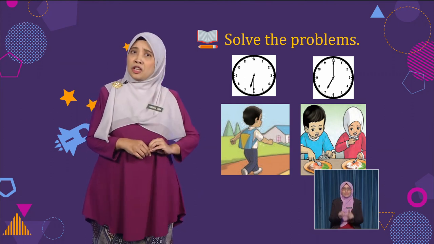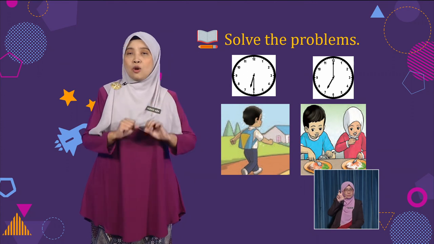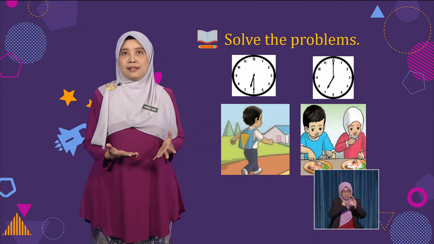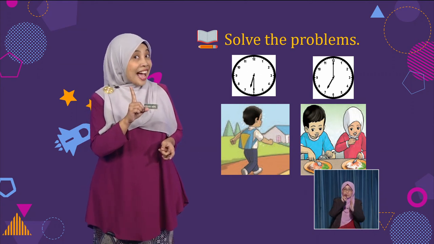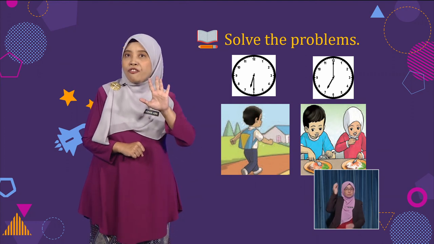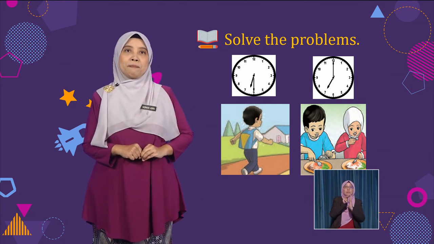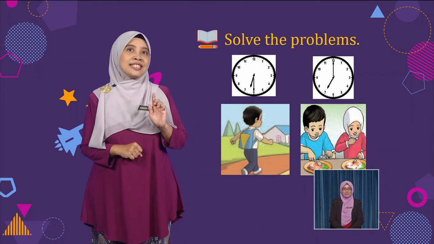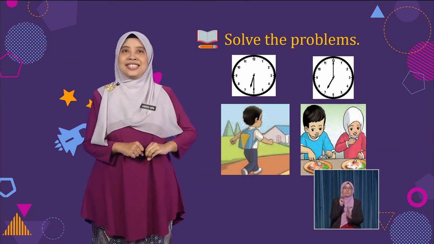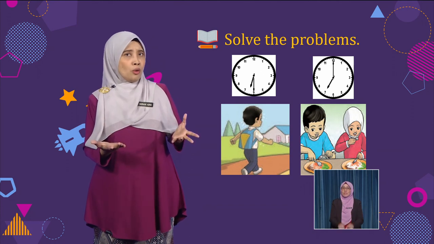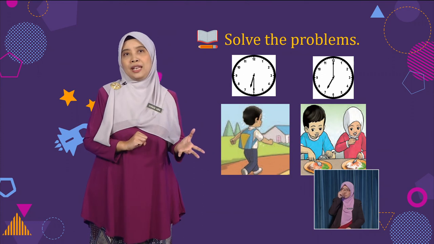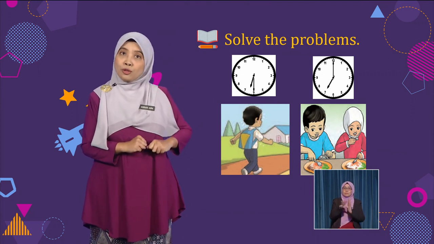From 6:30 to 7 o'clock, there are 30 minutes. You have to remember Shafiq rested for 5 minutes. This means you have to take away 5 minutes. So, Shafiq walked for 25 minutes back from school.